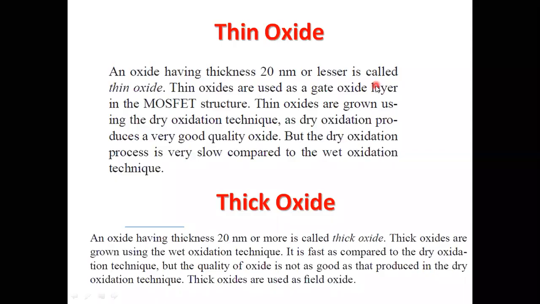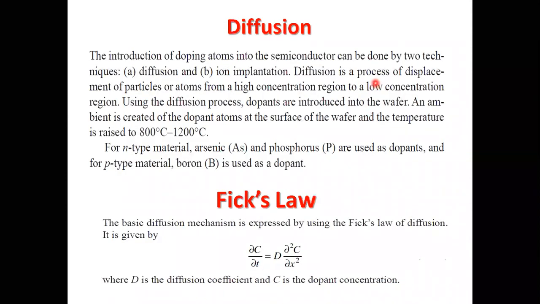Next, we are going to start a very important topic, that is diffusion. Now let us see what is diffusion. The introduction of the doping atoms into the semiconductor is done by two techniques. First one is the diffusion and second one is the ion implantation. The differences between the diffusion and the ion implantation are very important for all of you in the semester exam.